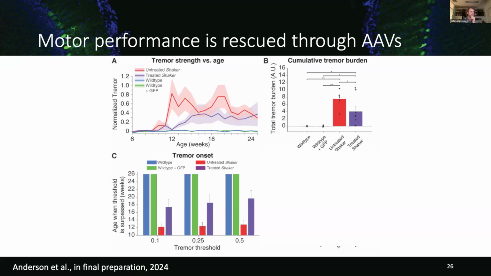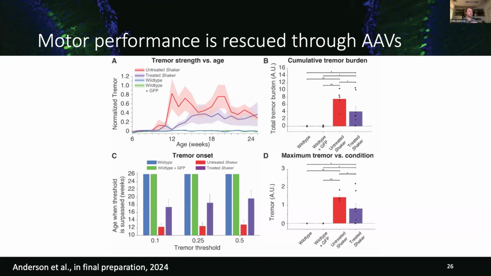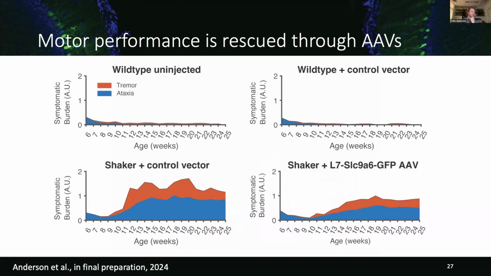1 is about the peak that an animal would, at least the average across the cohort would hit. So in terms of each of these thresholds, we have a delay in terms of the age at which that threshold is surpassed, which is really nice to see, that delay in tremor. And if we look at the maximum tremor versus condition, we also have a drop-off here as well. So this is really promising.